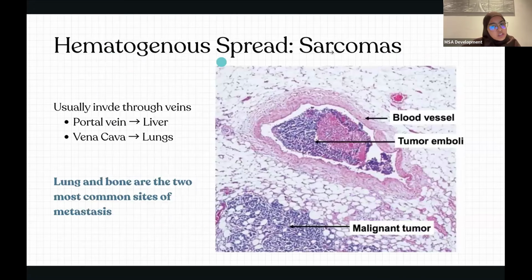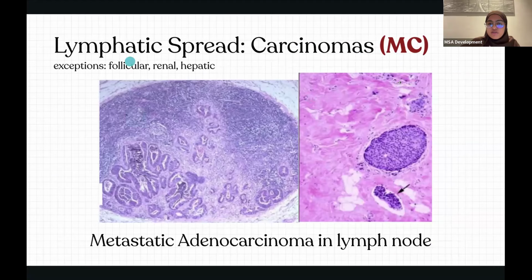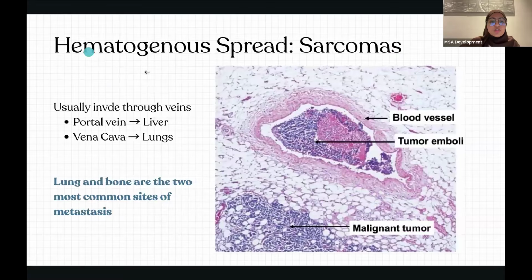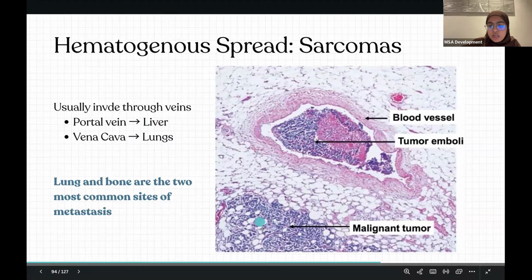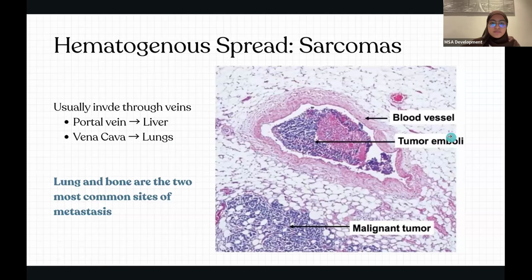When you see hematogenous spread, which are usually sarcomas, so remember carcinomas, lymphatic, sarcomas, hematogenous. They usually spread through the portal vein or the vena cava in the lungs. And the lungs and the bone are the most common sites of metastasis. You can see the blood vessel here, the tumor emboli, and the malignant tumor. So the malignant tumor made its way to the blood and is spreading through the blood, hematogenous spread.